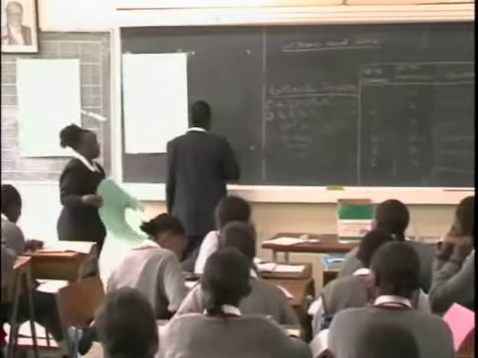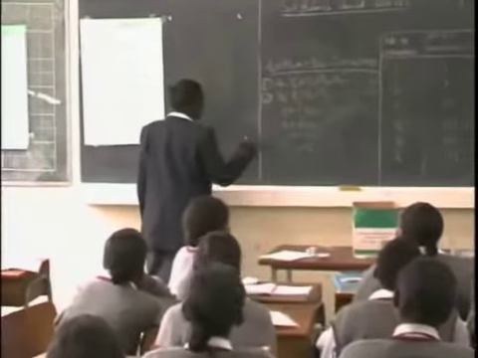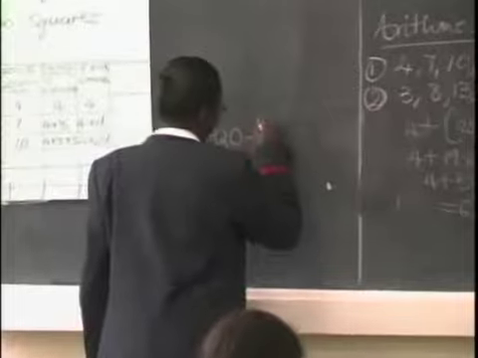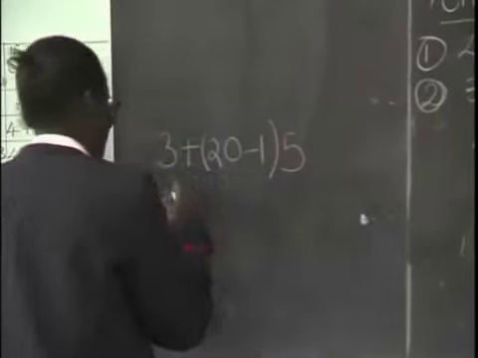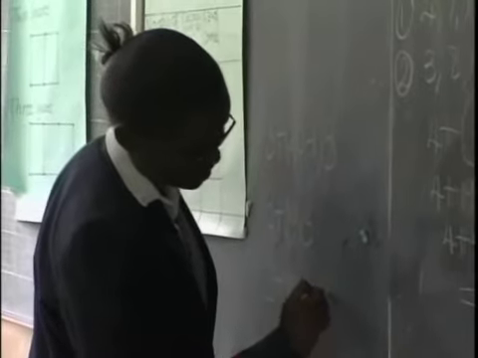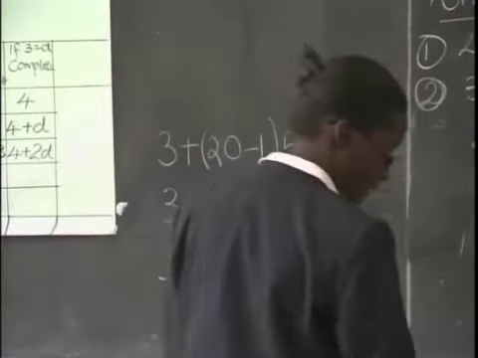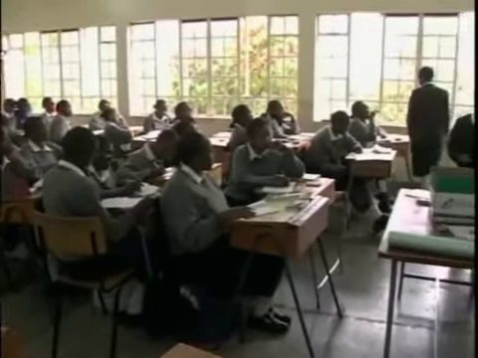3 is our first term, so we write 3 plus 20 minus 1 because we've been asked for the 20th term. And 5 is the constant. So 3 plus 19 times 5, which is the 20th term: 98. Okay. Correct? Yes, that is good.